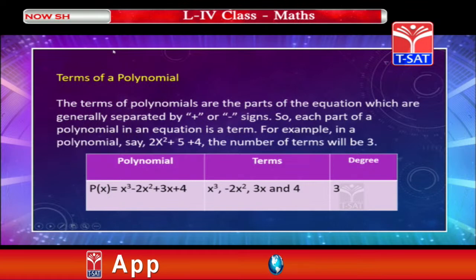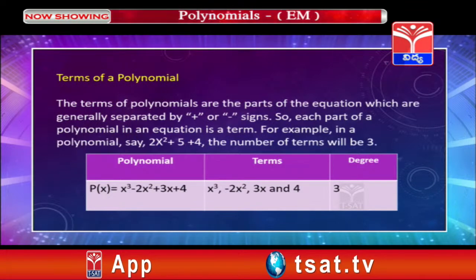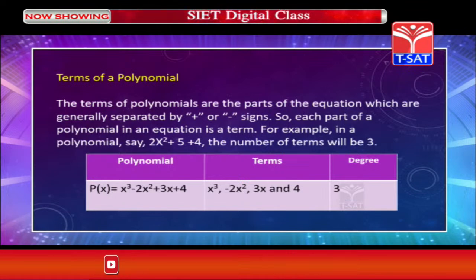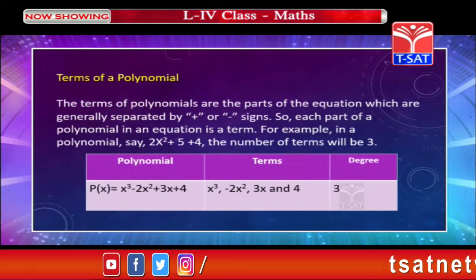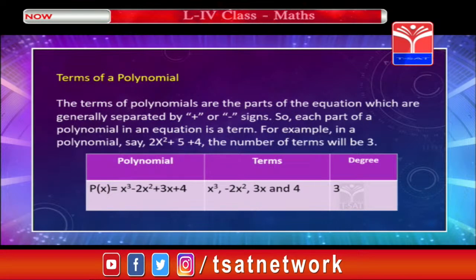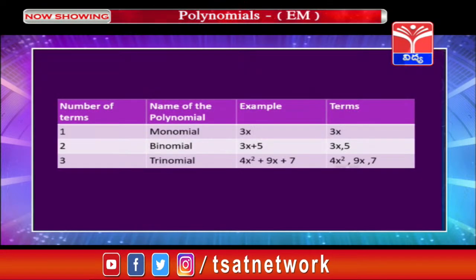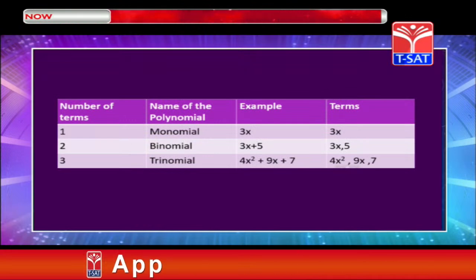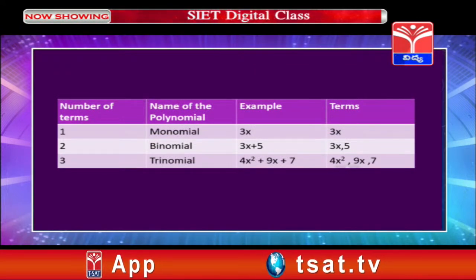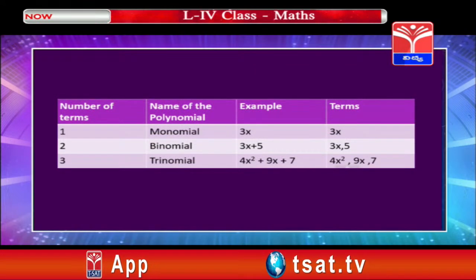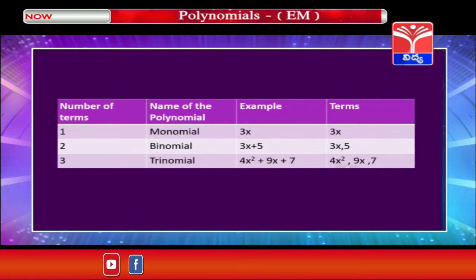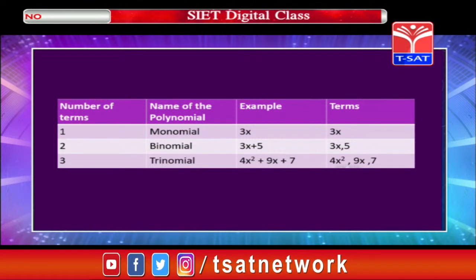Of course, here do not get confused. The degree of this polynomial is 3. The number of terms of this polynomial is 4 and the degree is 3 because the highest power is 3 here. Do you understand? Okay. Now, the polynomials are classified based on the number of terms in the expression. The 4 types of polynomials are monomials, binomials, trinomials and multinomials.